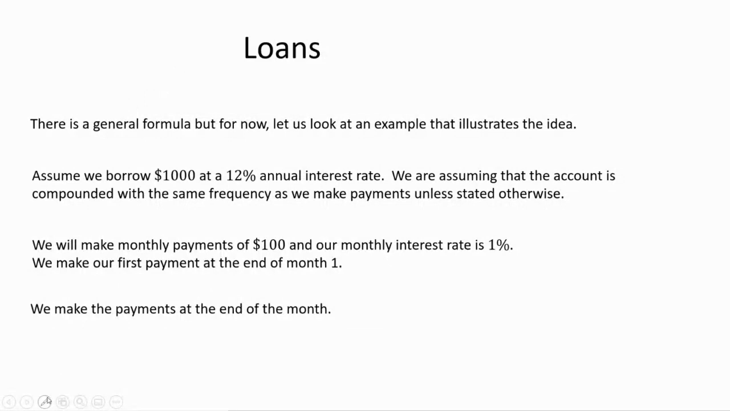The account, the balance that is, the loan balance, right? That's going to get compounded. But each month, it's going to be 1%, 12% divided by 12, because this was the annual interest, it's being compounded each month. And again, we're assuming that the compounding and the payments are made at the end of the month.